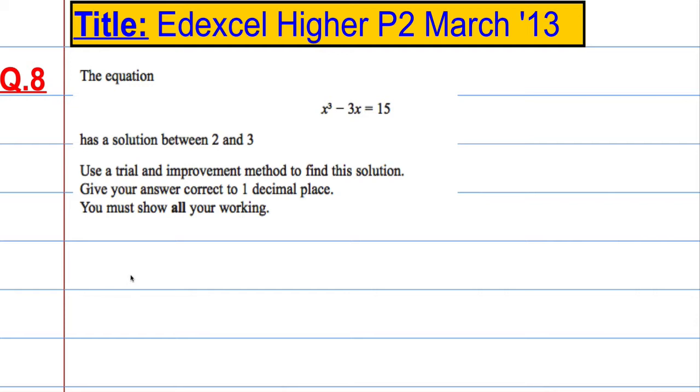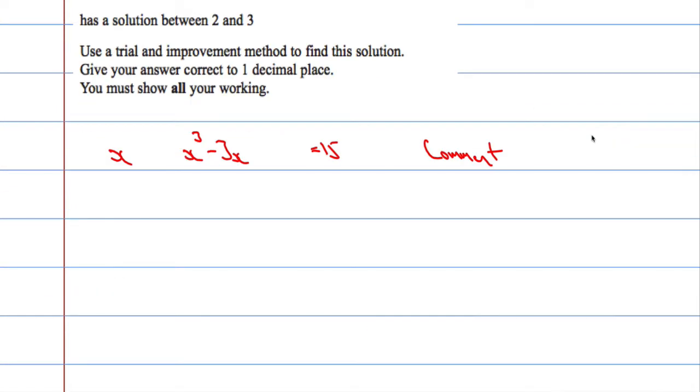Okay, so what we're going to do is choose a value for x. We're going to put it into this equation, x cubed minus 3x, and then check to see if it's equal to 15. And then we're going to make a comment. So is our answer too big or too small? So we need to set up a little table here.